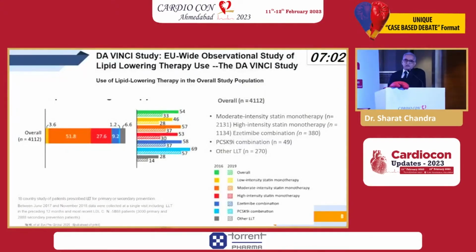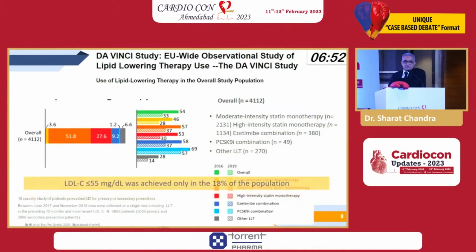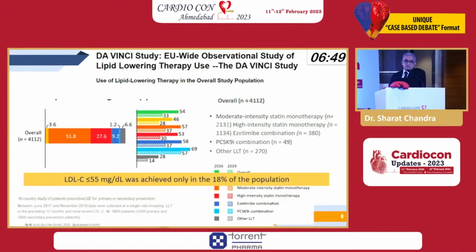In the real world, this is a relatively recently done trial called the DA VINCI trial, which was done in about 18 countries across Europe, and they showed that an LDL level of less than 55 post-MI is achieved only in 18% of the population. So that's a very, very small figure. That's a sad figure. Why only 18% when you have the drugs, and the European population hardly pays for their drugs, unlike India. Everybody gets the medications from the governments of their country, and yet the target is achieved in only 18% of the patients.